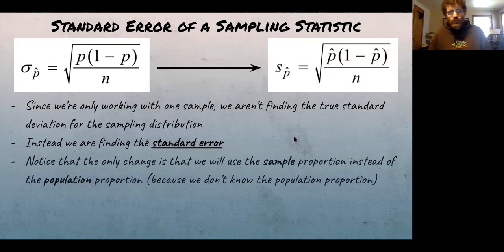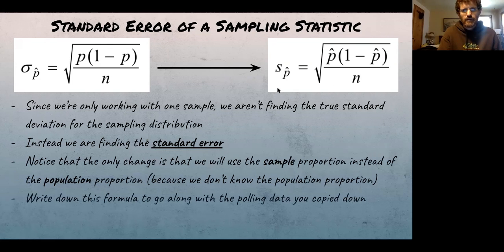Okay, the only change between these two, which should stand out really clearly, is that we're using the sample proportion instead of the population proportion. So again, not really much that you have to wrap your head around with this, except that this is not a standard deviation. That's going to be the biggest conceptual leap for you: this is not the standard deviation for the sampling distribution. So I want you to go ahead and write that formula down, and I'll give you a few seconds to do that.